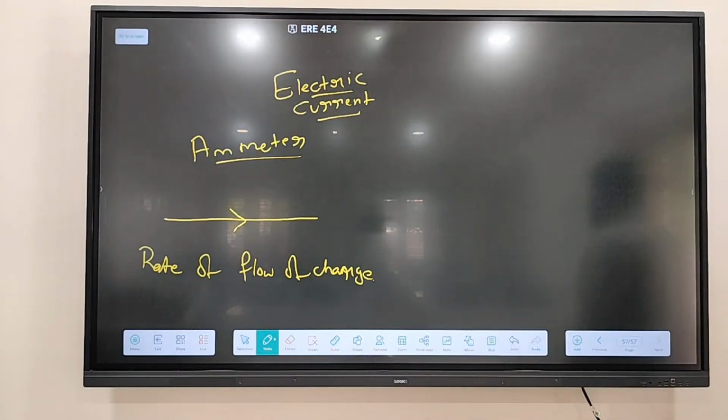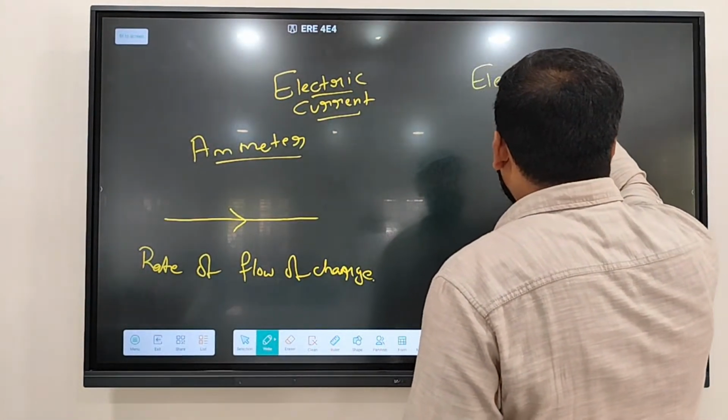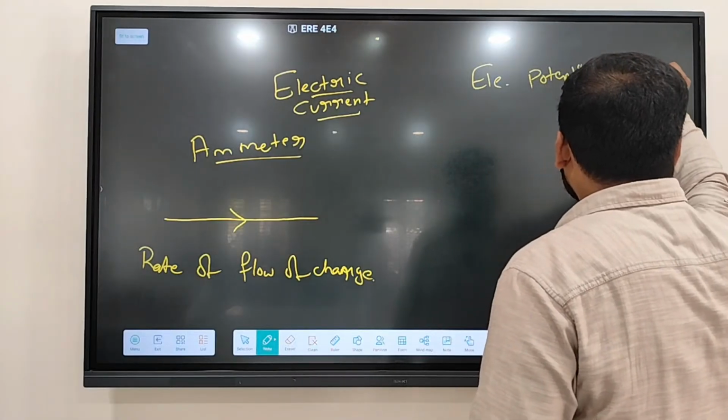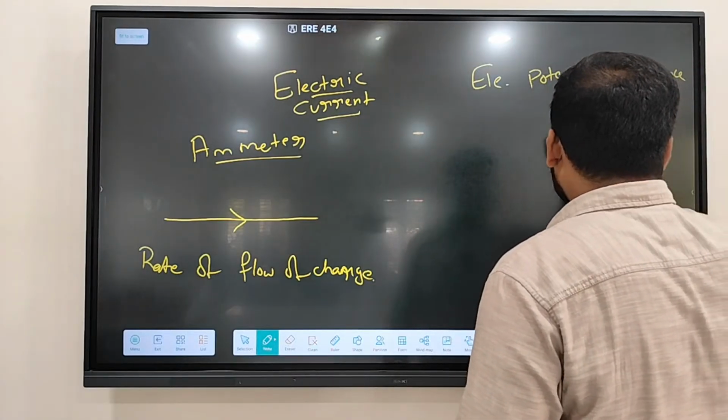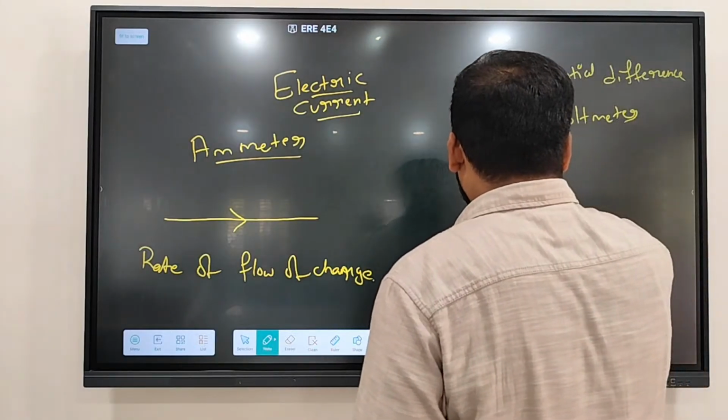Then electric potential difference, generally we say voltage. Electric potential difference is measured by a voltmeter. The SI unit is volt.